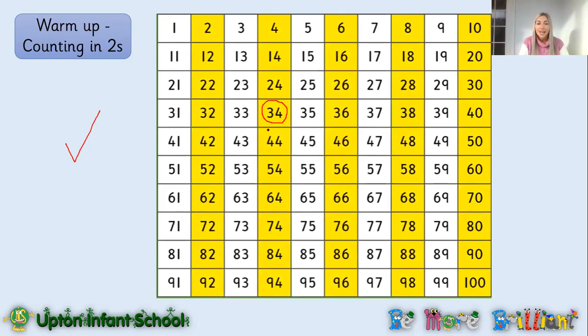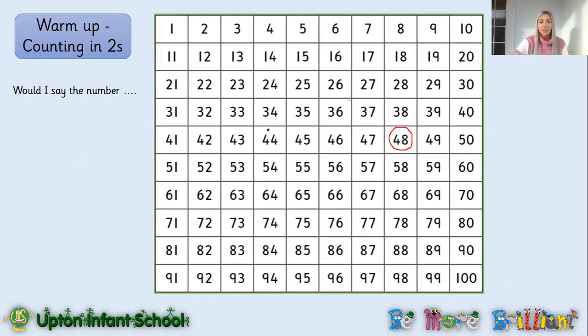Well done to everybody who said yes. And that's because it ends in a 4, which is an even number. And we know when we count in twos, it always ends in the numbers 2, 4, 6, 8, 0. Well done. Okay, next one, sitting up really straight.